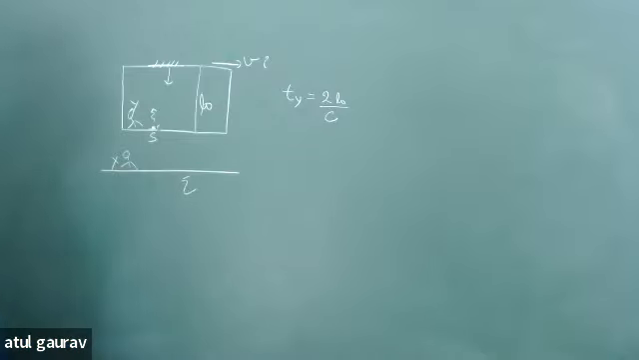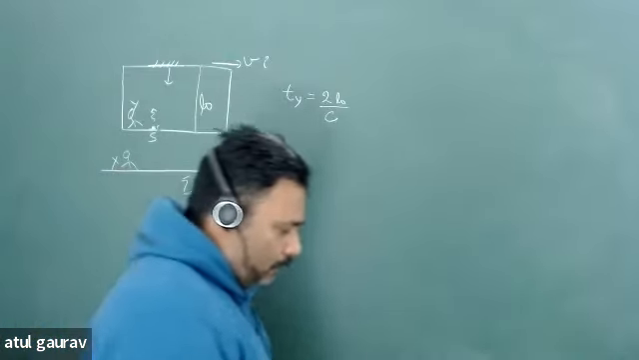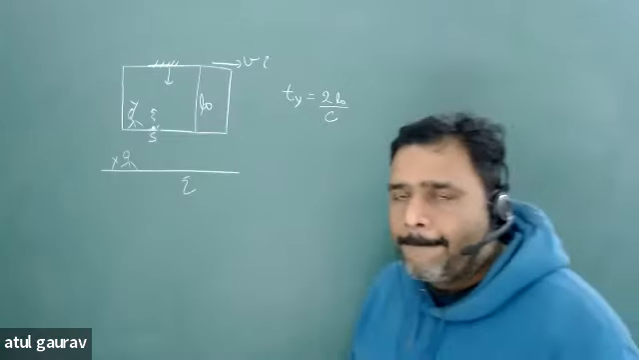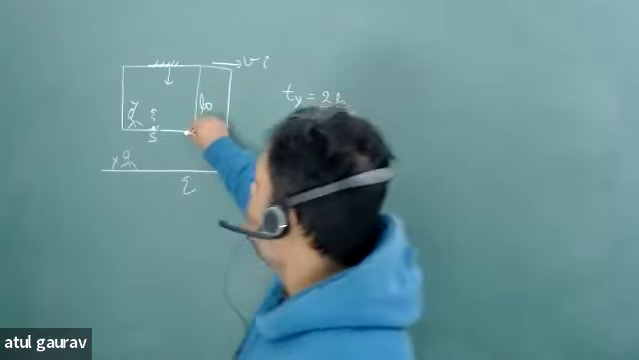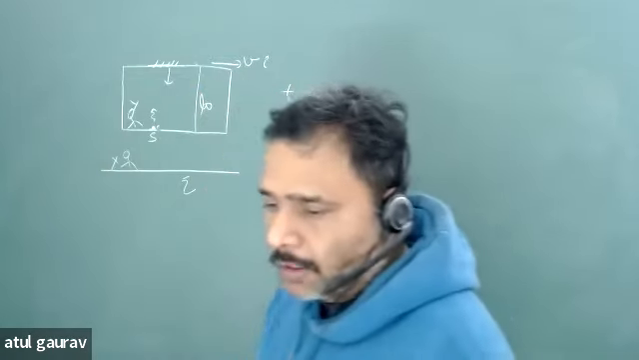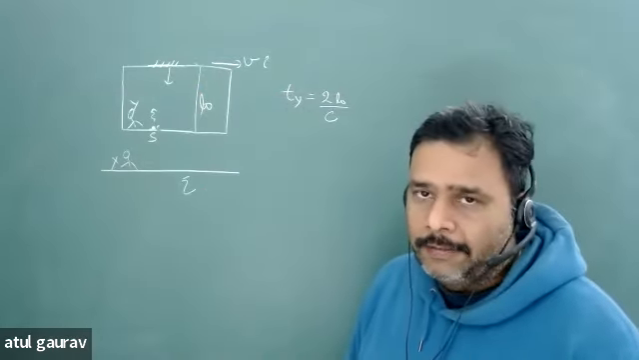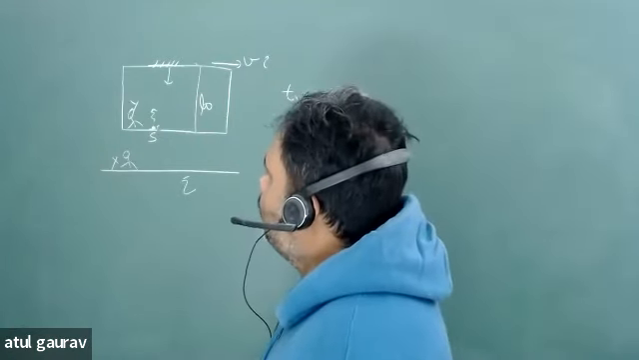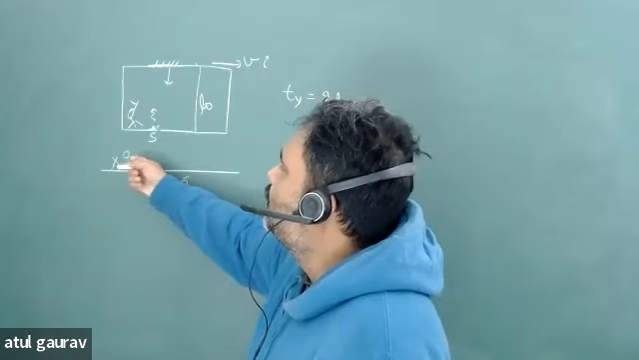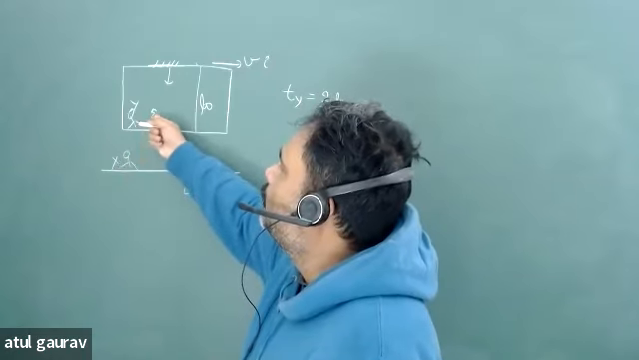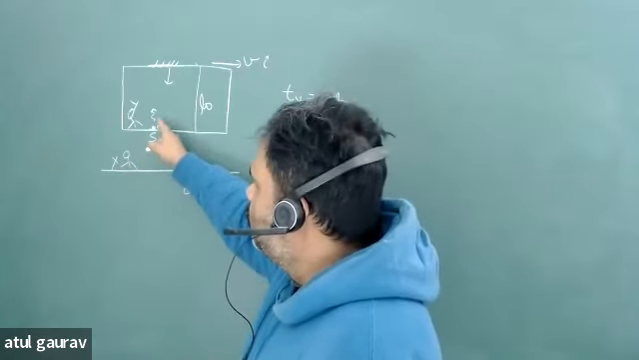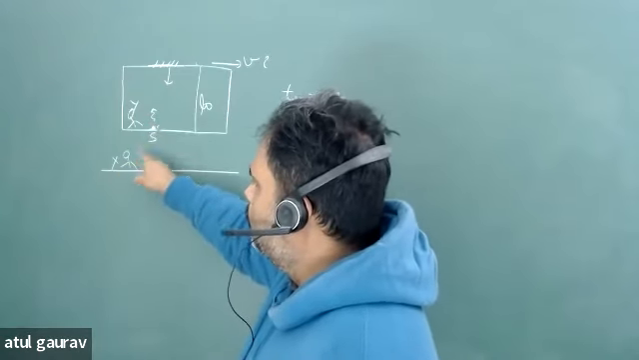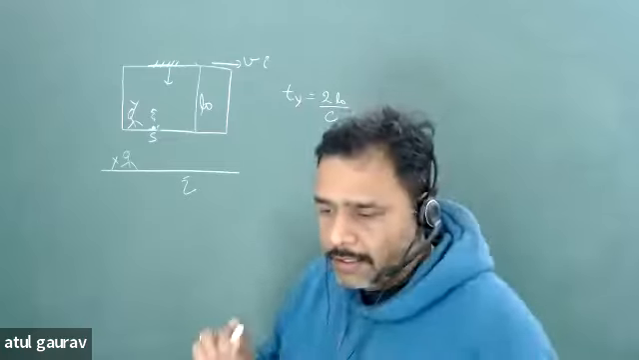Everyone is comfortable? Total time is nothing but 2L naught by C. The whole distance goes and comes back. So the total time is 2L naught by C. Now let's see what this person, x, is going to observe for this particular event. How is this person seeing the whole event? Now, look, this is very interesting.